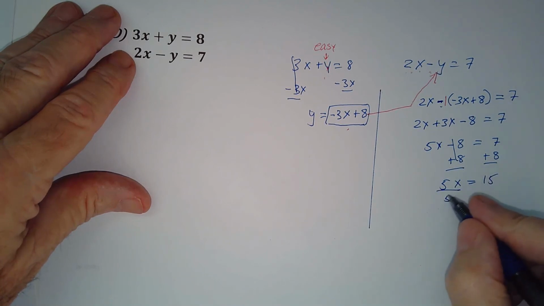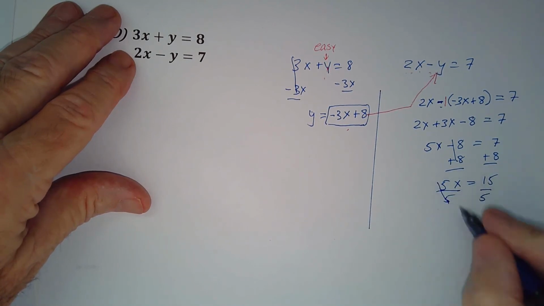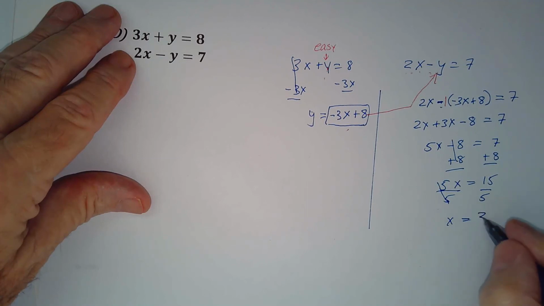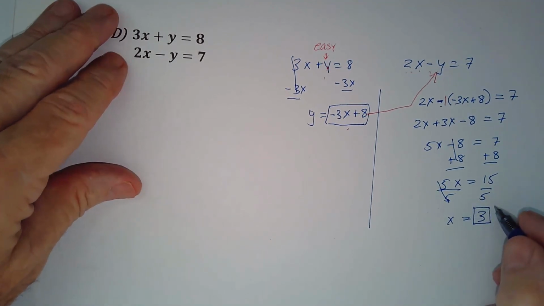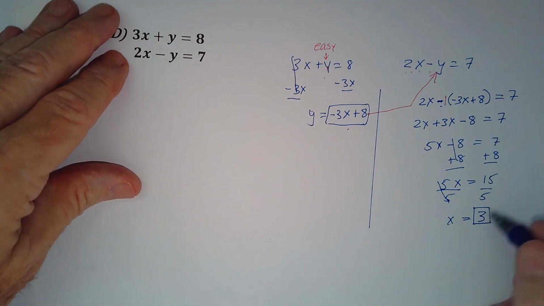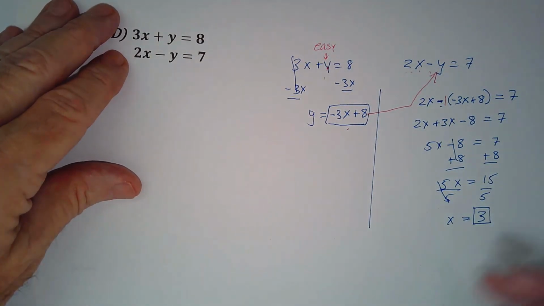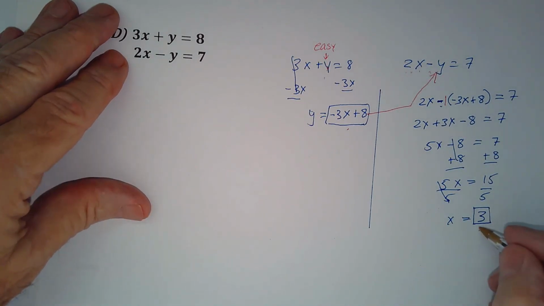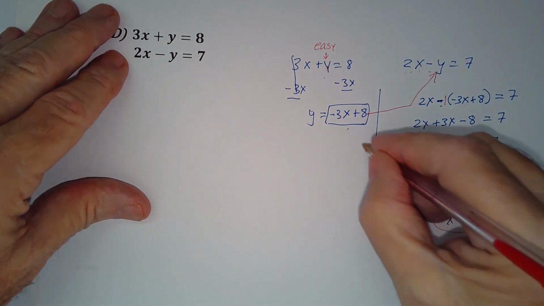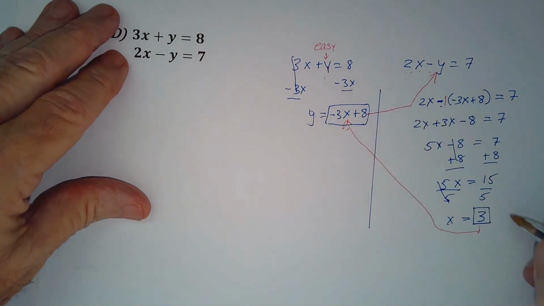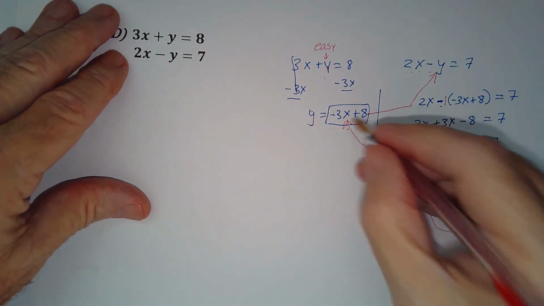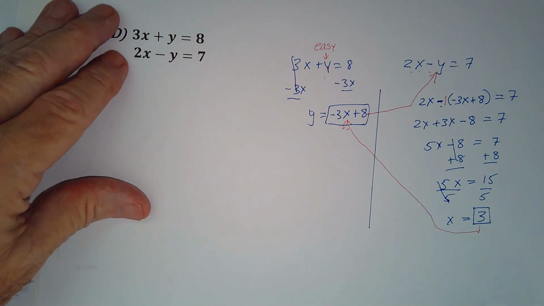Divide both sides by 5, and 15 divided by 5 is 3. So now you know what x is. It's 3. So you're going to have to now go back and continue on with our little circle here. This is what x is, so I'm going to take this and I'm going to replace this x here. I'm going to pop this 3 in here to replace the x in the other equation.